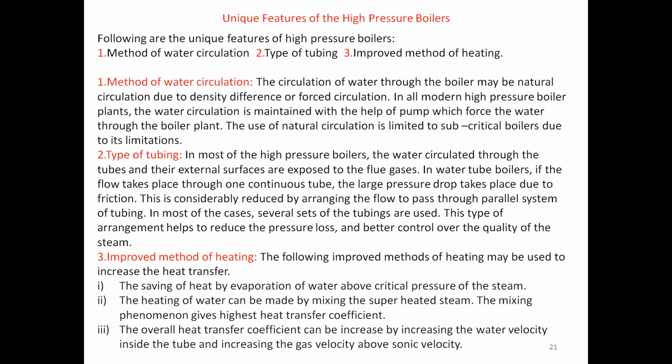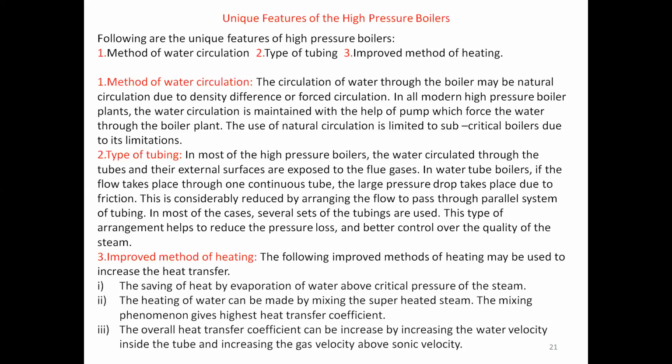Next one is the type of tubing. In most high pressure boilers, the water is circulated through the tubes and their external surfaces are exposed to the flue gases. In water tube boilers, if the flow takes place through one continuous tube, a large pressure drop takes place due to friction. This is considerably reduced by arranging the flow to pass through a parallel system of tubing. In most cases, several sets of tubes are used. This type of arrangement helps to reduce the pressure loss and gives better control over the quality of steam. So these are the different types of tubing and how we set them up here.